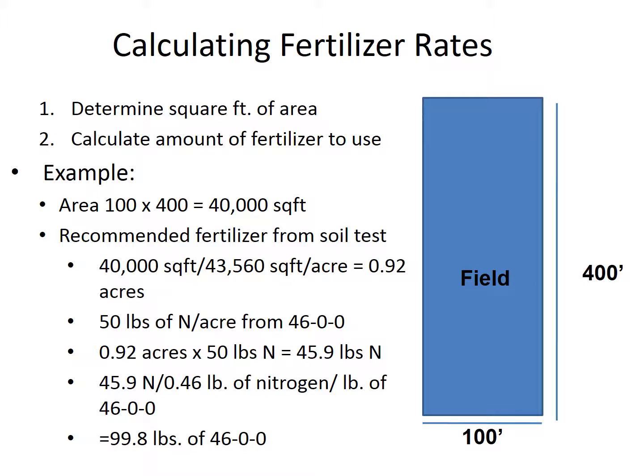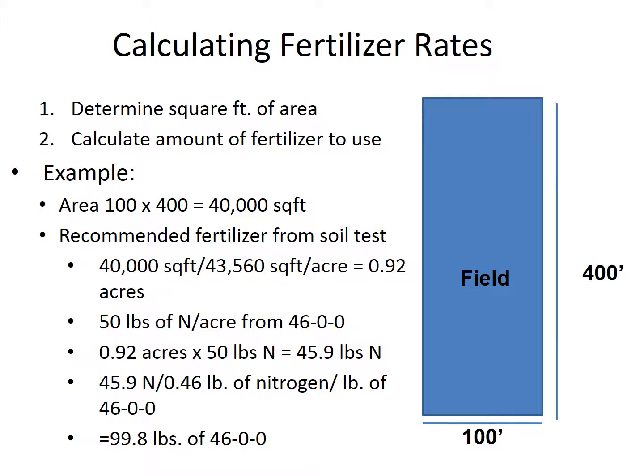The recommended fertilizer application that we've received from our example soil test is that we need to apply 50 pounds of nitrogen per acre, and we want to use urea, which is 46-0-0, the 46 standing for the amount or the percentage of nitrogen in that fertilizer. So back to our square feet.